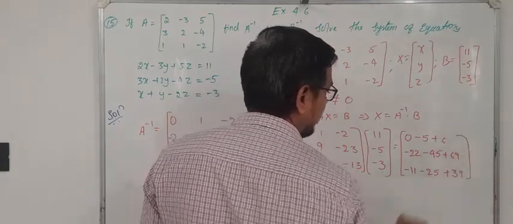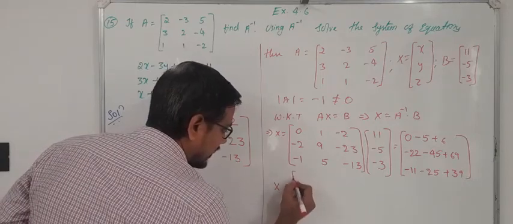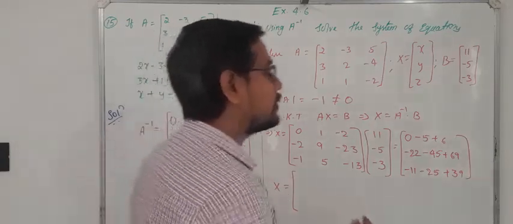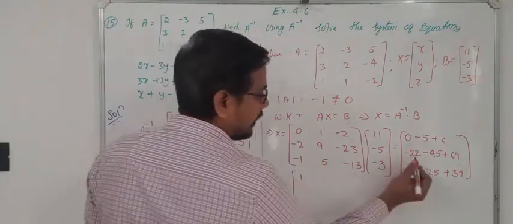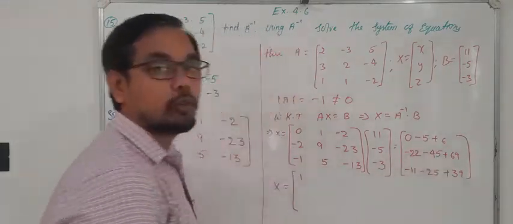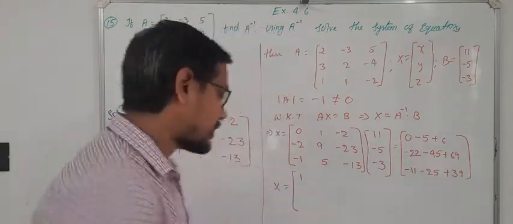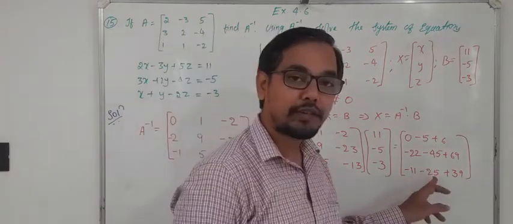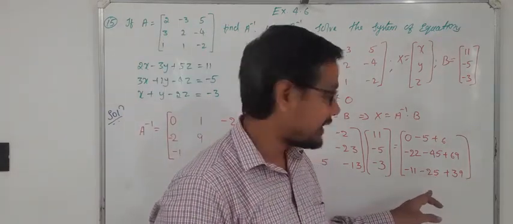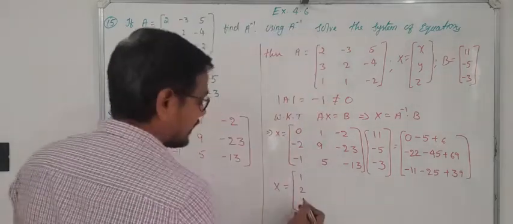Right? So here X can be written as: 0 minus 5 plus 6 is 1. Then minus 22 minus 45 is minus 67. Minus 67 plus 69 is plus 2. Then minus 11 minus 25 is minus 36. Minus 36 plus 39 is plus 3.